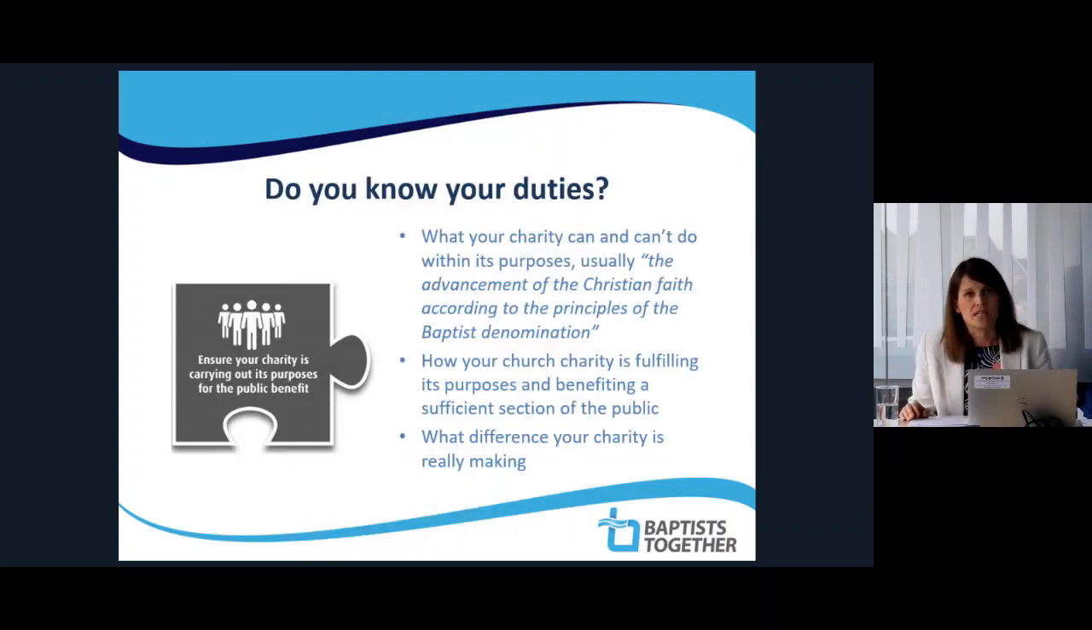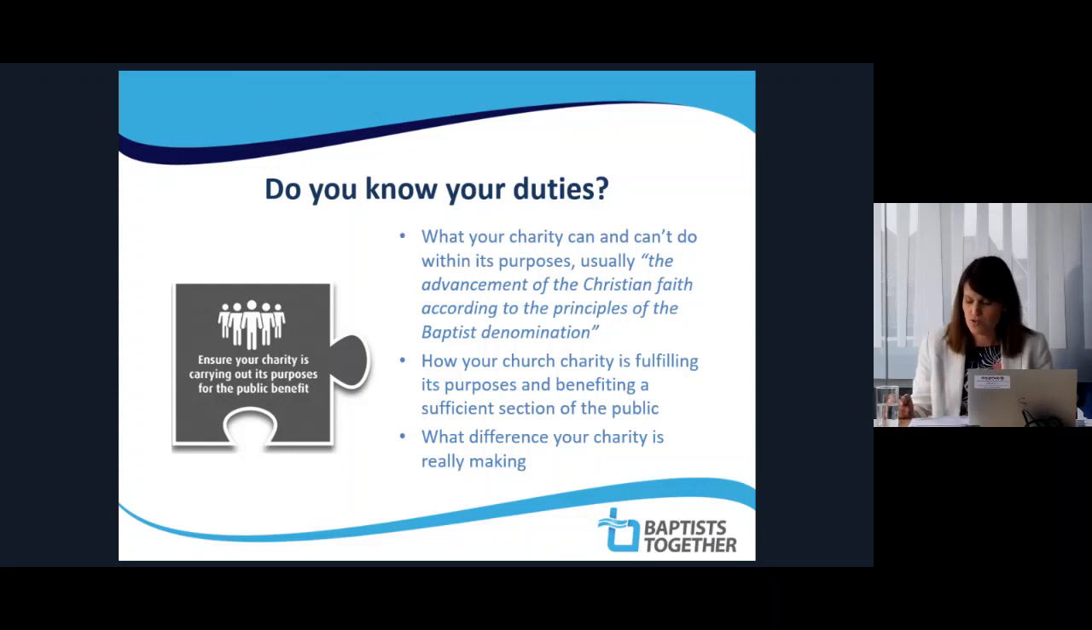So the first one of these is to ensure that your charity is carrying out its purposes for the public benefit. So what's this about? Well, this tells you what your charity can and can't do within its purposes. And in a Baptist church context, this will usually be the advancement of the Christian faith according to the principles of the Baptist denomination, or some such similar wording. And this is looking at how your church charity is fulfilling its charitable purposes and how it's benefiting that section of the public or your local community.